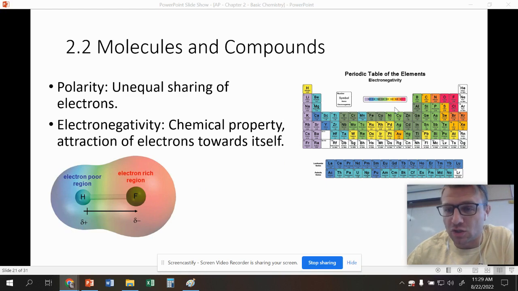Here's a periodic table that shows you the electronegativity of the elements. Fluorine is the most electronegative element on the periodic table. We're going to dive more into polarity in class, so just understand that polarity is the unequal sharing of electrons.